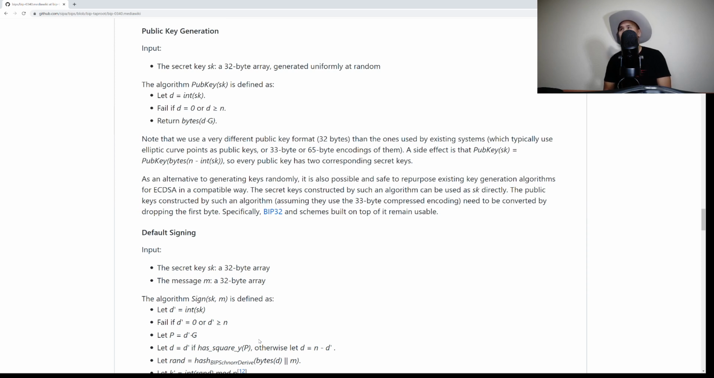So two different secret keys can generate the same public key: your secret key and the negative of your secret key. As an alternative to generating keys randomly, it is also possible and safe to repurpose existing key generation algorithms for ECDSA in a compatible way. The secret keys constructed by such an algorithm can be used as sk directly. The public keys constructed by such an algorithm, assuming they use 33-byte compressed encoding, need to be converted by dropping the first byte. Specifically, BIP-32 and schemes built on top of it remain usable.